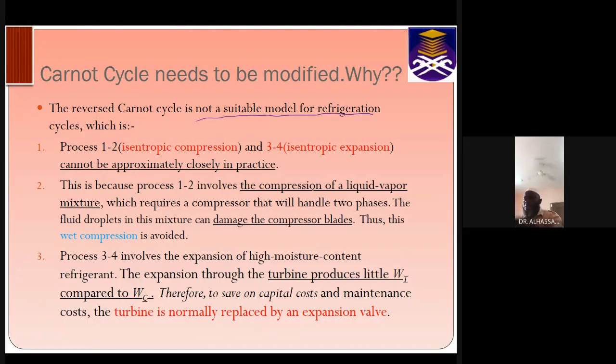The reverse Carnot cycle is not a suitable model for refrigeration. Why is it so? Let us see. We say that process 1 to 2, which is isentropic compression, and then process 3 to 4, which is isentropic expansion, cannot be approximated closely in practice. So let me draw the TS diagram over here for us to see very well. You see very clearly, this is the high pressure line and this is the low pressure line. So we have state one, state two, three, and this is state four. State one is isentropic compression.